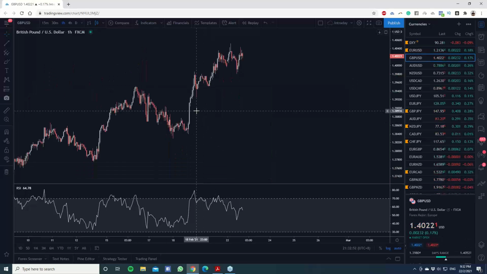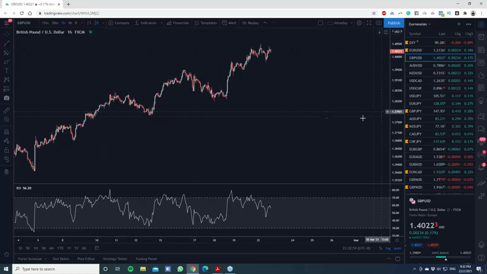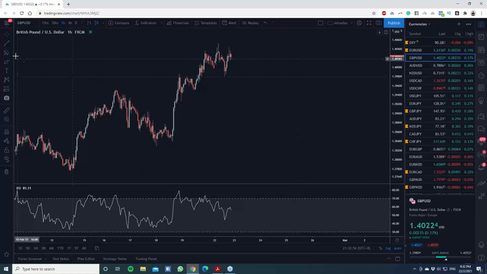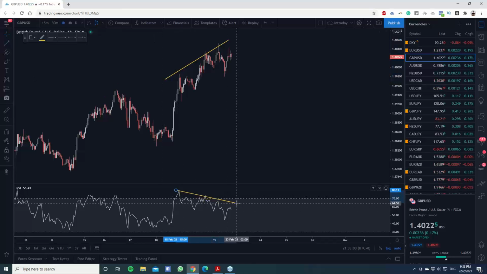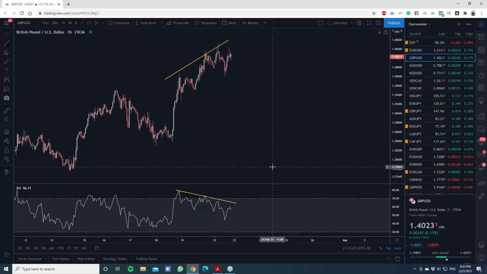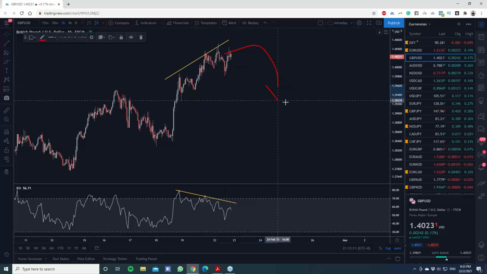If I bring you to the GBPUSD, this is on the 1-hour time frame. You can see that we are establishing a divergence right now. Very obvious. Price is actually going up, and your RSI here is coming down. So what it tells me is that at least on the 1-hour time frame, there's a high chance that this will reverse to the downside. And from there, that's where you can wait and look to have a trade set up for you.